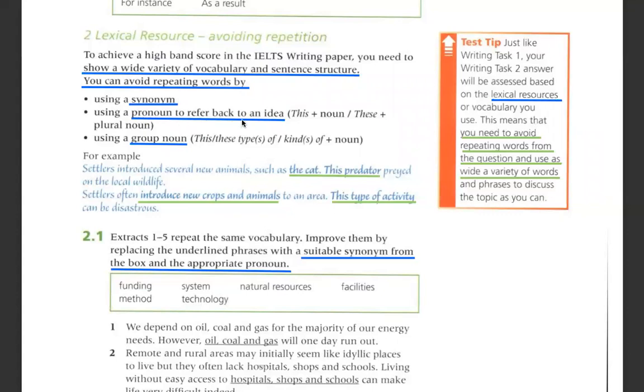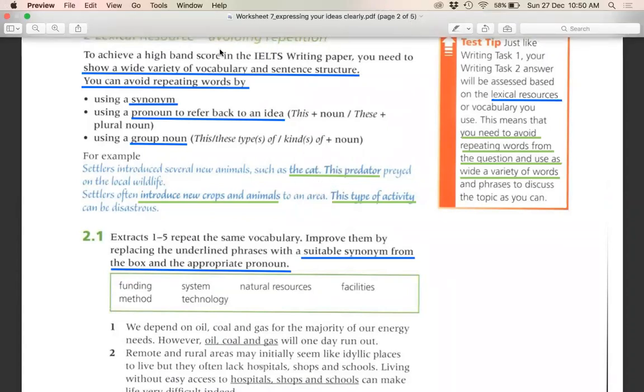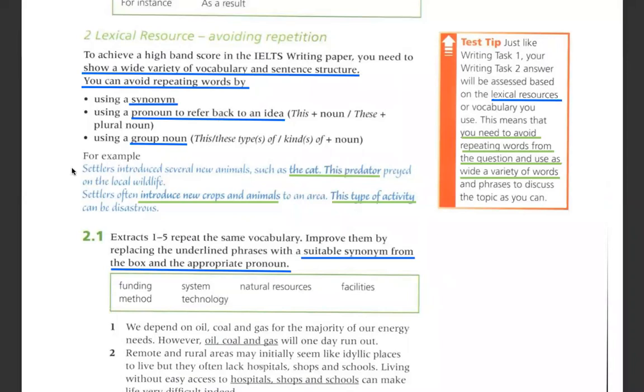or we can use a pronoun to refer back to an idea. Like first I say the name Sally, in the second sentence I use the word she. So I've used the pronoun instead of saying Sally again. We can also do this by using this or these. So we can say this and the noun, or these with a plural noun. Let's have a look at this sentence to understand a bit more.